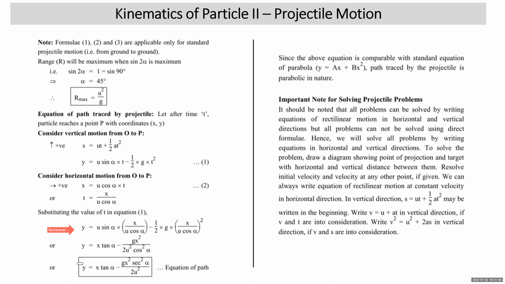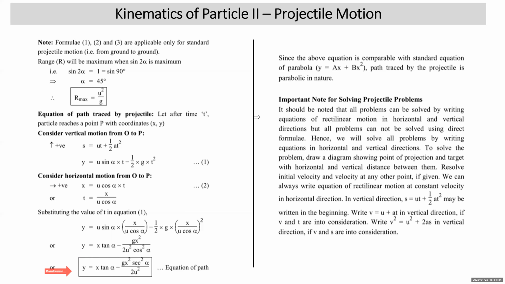If you solve and simplify it, it comes out to be y is equal to x tan alpha minus g x square sec square alpha upon 2u square. This is called the equation of path. Here you can see that there is a term of x square. It indicates that this is the equation of a parabola. Or we can say that this equation is comparable with the equation of a parabola, y is equal to ax plus bx square. So this comparison also justifies that the path traced by the projectile is parabolic in nature.